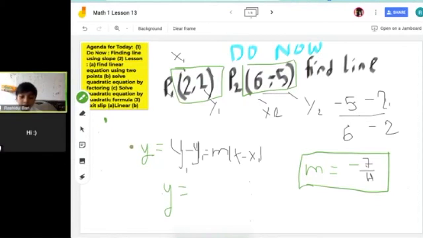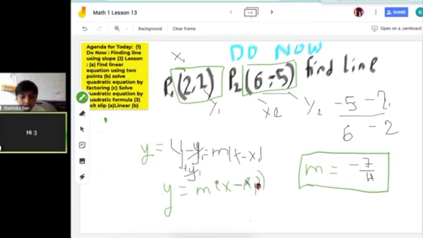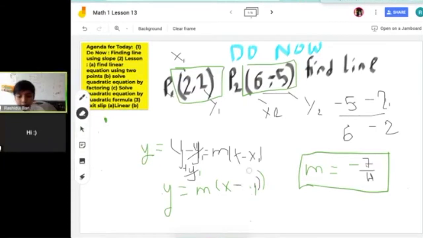So, this isn't y1. This is just perfectly y. How do you use the addition property? Yes, you can add y1 to both sides. So the minus y1 and the plus y1 will cancel out. So that would give you m times x minus x1 plus what? Okay, you can write it. m times x minus x1 plus what?